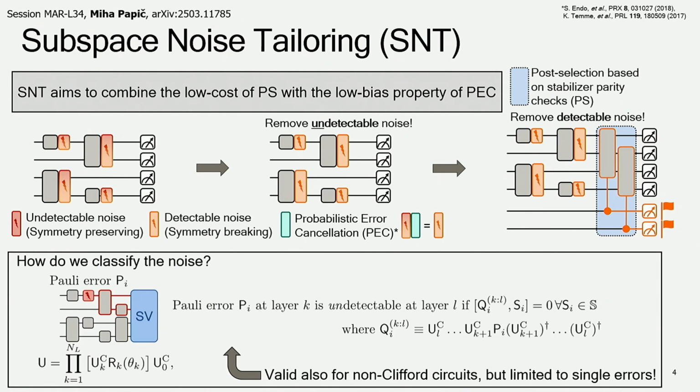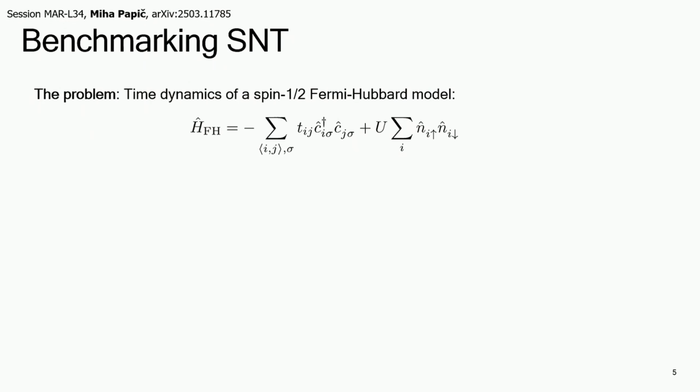The tricky thing here is, how do we classify noise into detectable and undetectable errors? We have the statement which tells you that you can ignore the non-Clifford rotations in your circuit. And this is a statement which is valid also for non-Clifford circuits. I want to stress that. But what we had to resort to here is the slow noise, small noise approximation. So this is the main idea.